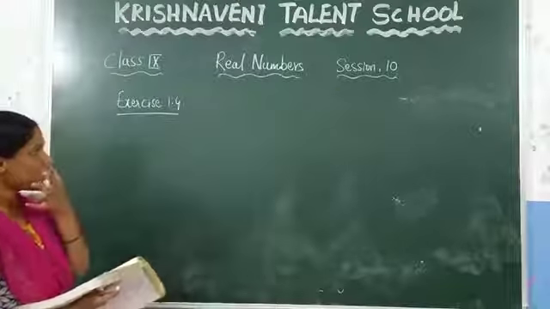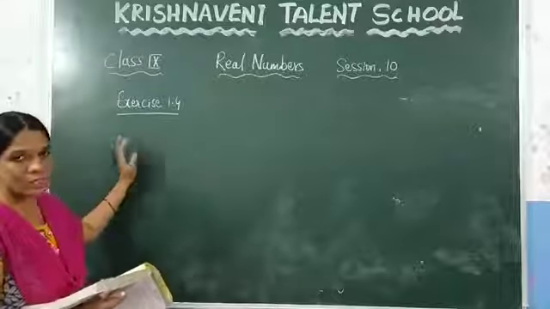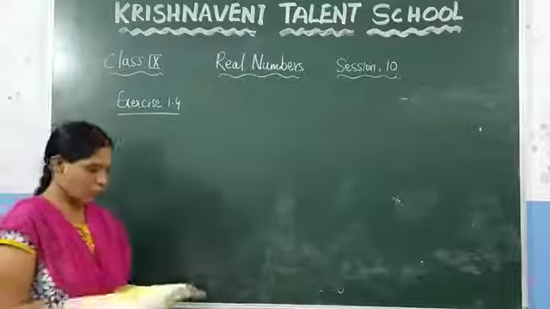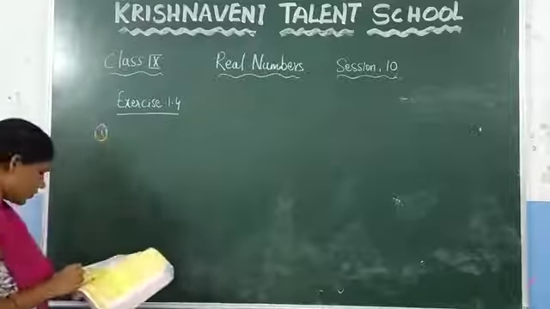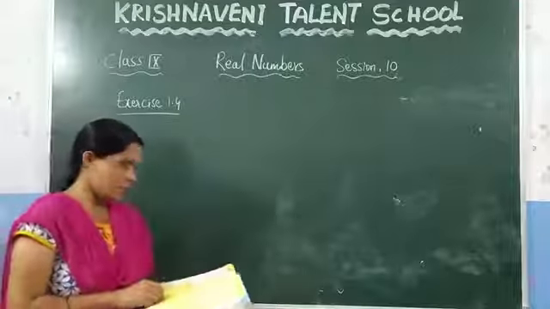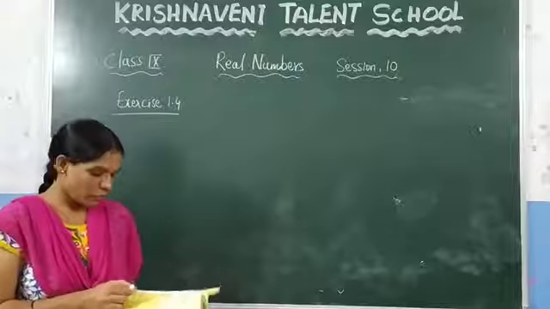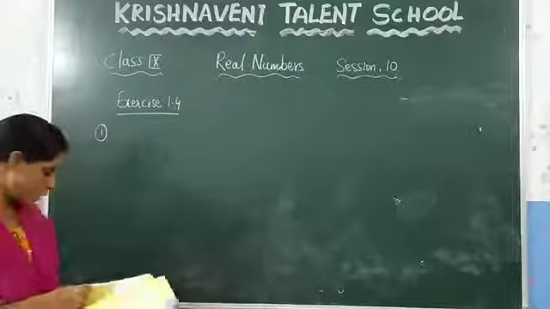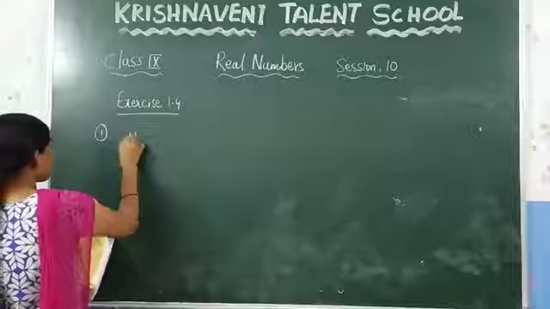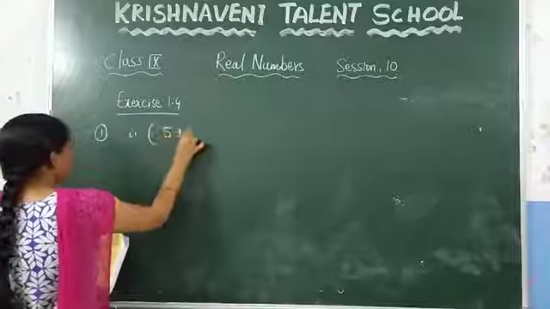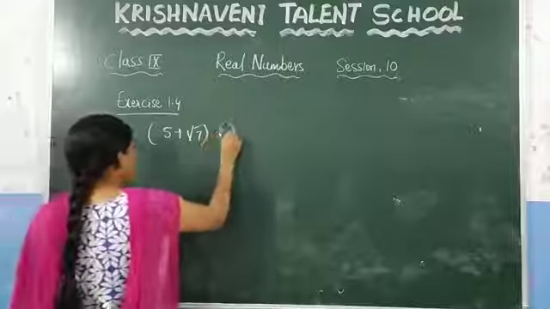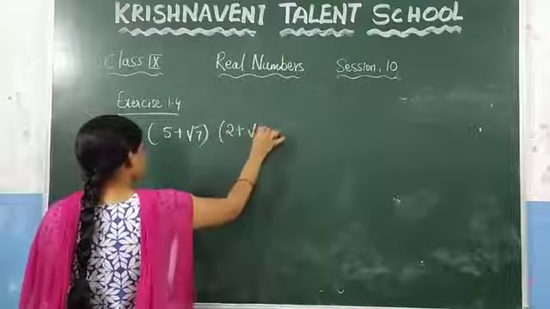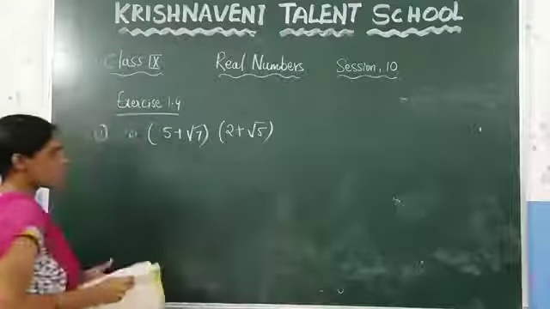In this session, we are going to discuss exercise 1.4 based on that concept. Here, see the first question. Simplify the following expressions. Here, some expressions are given. You have to find the value of those expressions. In that, the first question, (5 plus root 7) into (2 plus root 5). You need to solve this question.